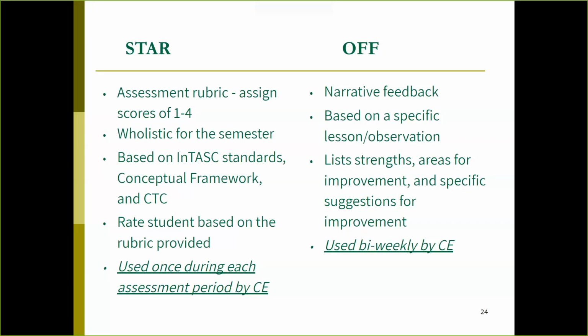So again, how these two documents work together, the STAR, holistic, you would assign a rating of 1 through 4, and you would do that as the CE one time during each of the 3 assessment periods, or if you're a dual or middle grades undergrad, you would do it 2 times in each content area. If you are using the OSF, remember that that is more narrative. It is about a specific lesson. That's where you're writing out strengths, areas for improvement, and next steps as far as setting goals for where you want them to go. And that is twice per month that you will be completing that.